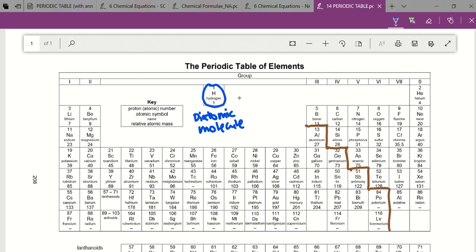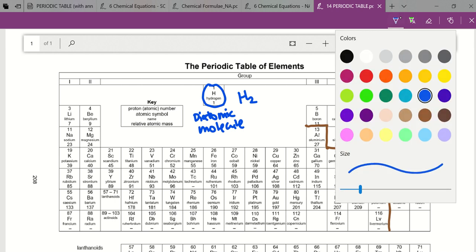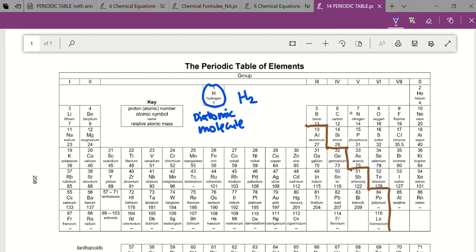The formula of this is H2. What are the others? I have N2, O2, F2, Cl2, Br2, I2, At2. So these are all diatomic molecules. And these are the common elements that you will see in your questions. So it might be good to know them right now.